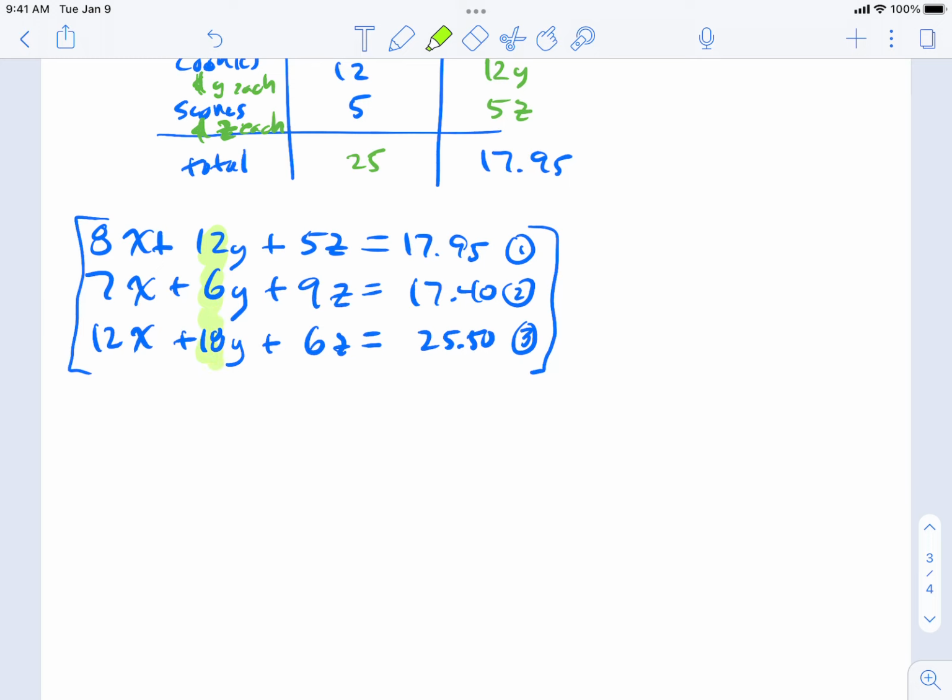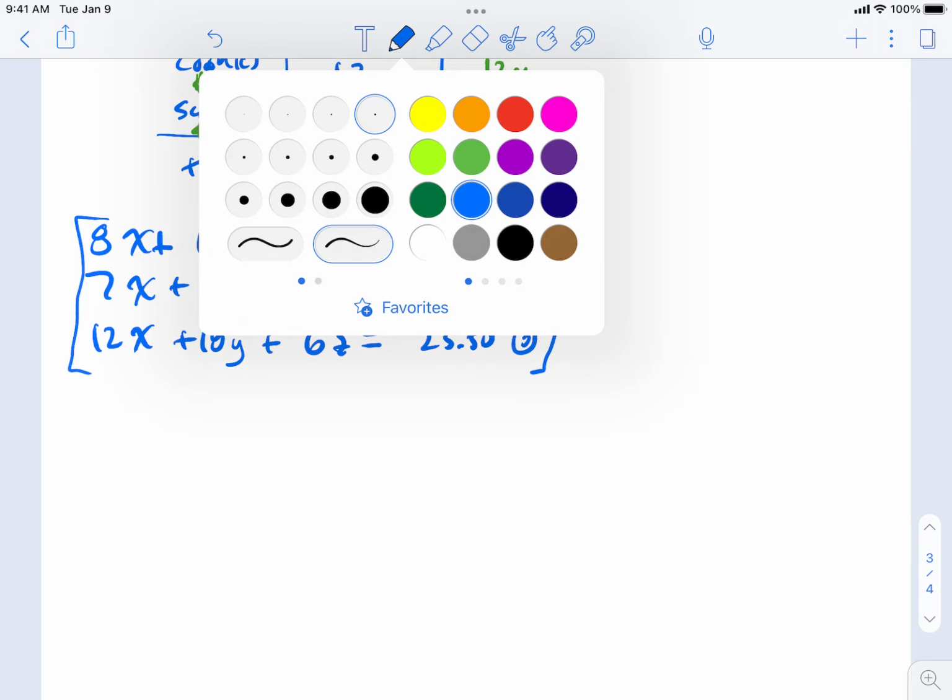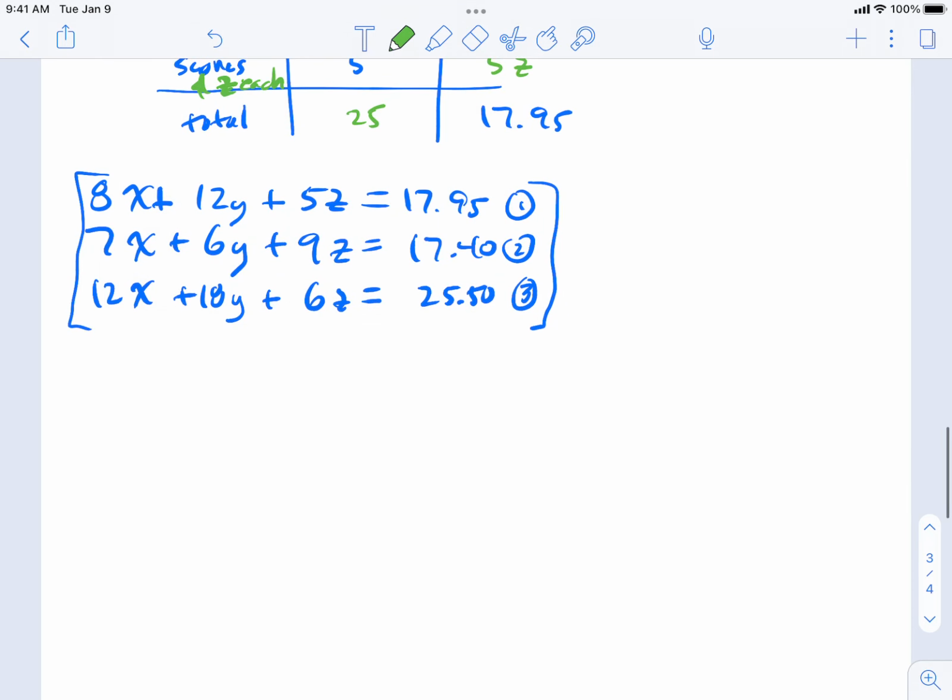I kind of like the y column because I can multiply 6 times 2 to get 12, and I can multiply 6 times 3 to get 18. So my plan is to get rid of y's. I'm going to multiply -2 times equation 2 and add equation 1. That'll make this a -12y, which will cancel the positive 12y. That's my plan. So what is that going to look like?